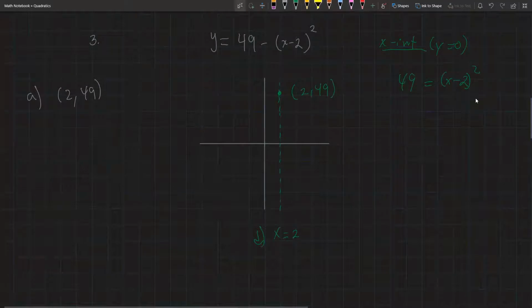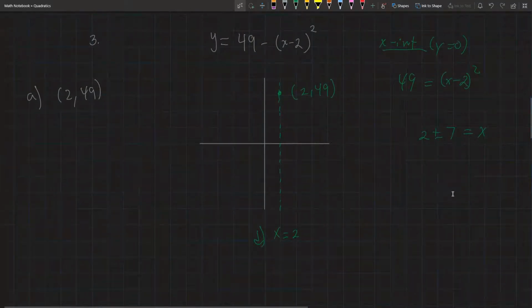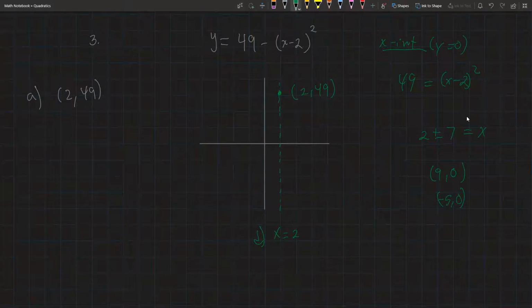And therefore we can say that x is equal to a positive 2 plus or minus 7. And again, if you need to show the additional steps here, that's fine, all right? I'm just trying to show you the concept. I've shown you this many times before. So therefore we can write the x-intercepts as 7 plus 2 is 9, 9 comma 0. And the other one is 2 minus 7, my fault, 2 minus 7 is negative 5, comma 0.